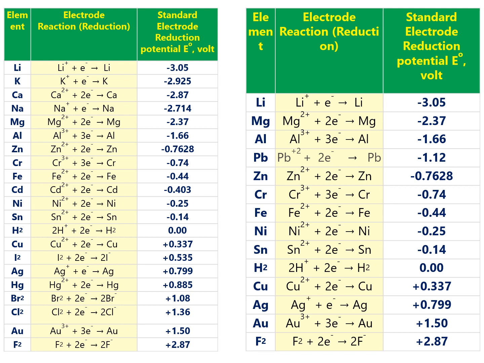If you see, gold has plus 1.50, which is rather high compared to the other metals. And at the bottom of the table, when F2 accepts 2 electrons, it gives 2 F minus, and its standard reduction potential is plus 2.87. That means from minus 3.05 to plus 2.87, this is the increasing order of reduction potential value. This order, this table, is called the electrochemical series.